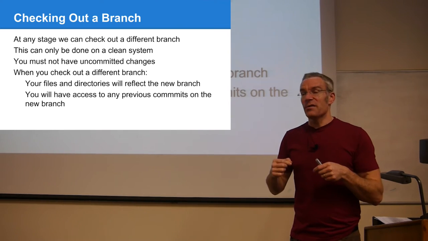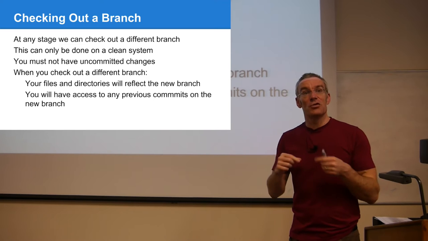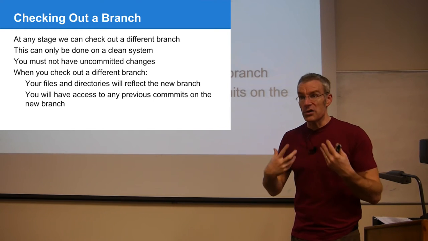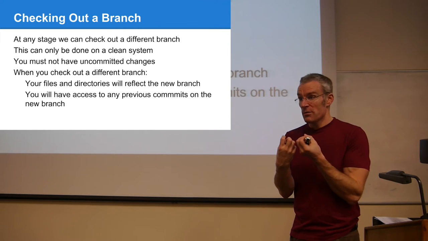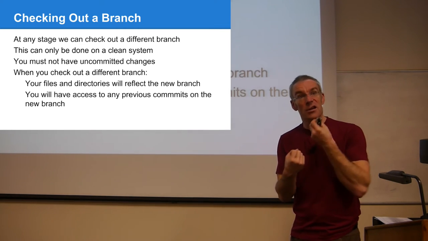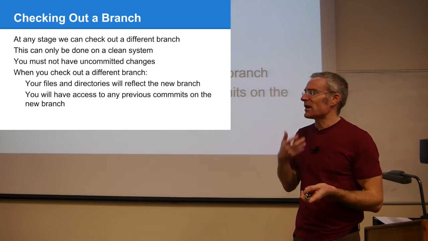Now, remember that .git folder I told you about, the hidden one, that's hidden inside your local repository? That contains all versions, all histories of every single branch. It's just that because you're now in the active directory, any commands now apply to this new active branch.